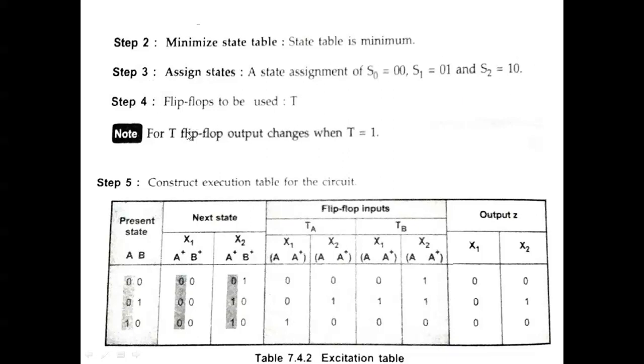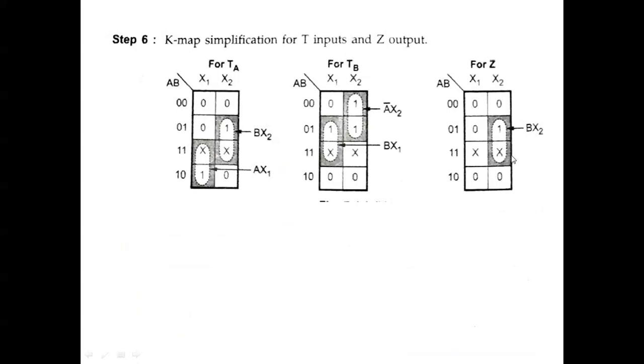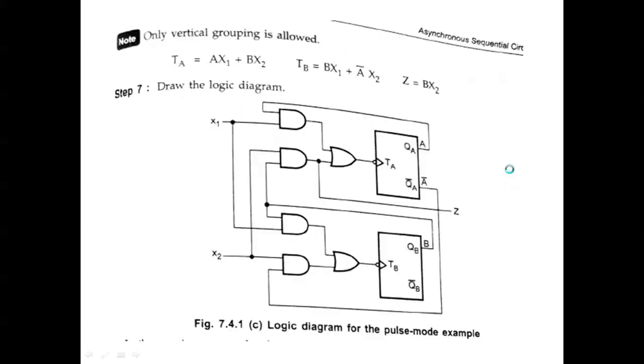And step 4, the flip flop we use is a T flip flop. For the T flip flop, the output changes when T is equal to 1. So this is the excitation table. Based on the table, TA, TB and Z are obtained. By using this table, we can draw the K-map. K-map simplification we already discussed in the previous video. Based on the K-map, we get the Boolean expressions. From these Boolean expressions, we can draw the logic diagram.